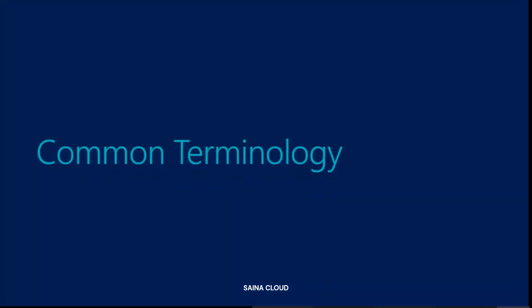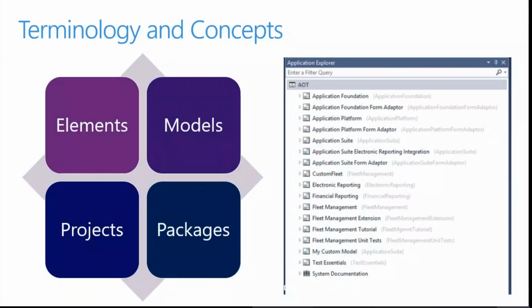So with this, I'll go to the next slide, which speaks about the common terminologies. These are the most common terminologies we use when we speak about Dynamics. It's good to know them, because when we start with development, we'll speak about elements, models, projects, and packages. You should know what I'm referring to when I say element, and when I say projects. So we'll take them one by one: elements, models, projects, and packages.